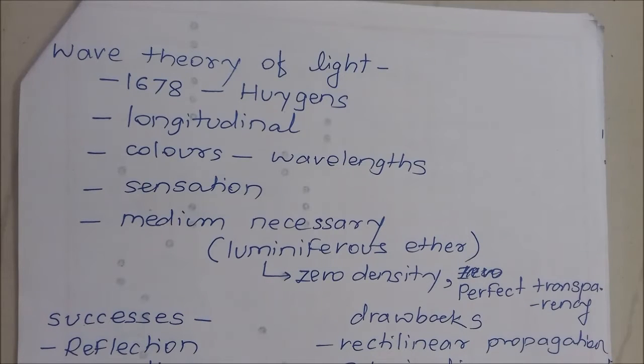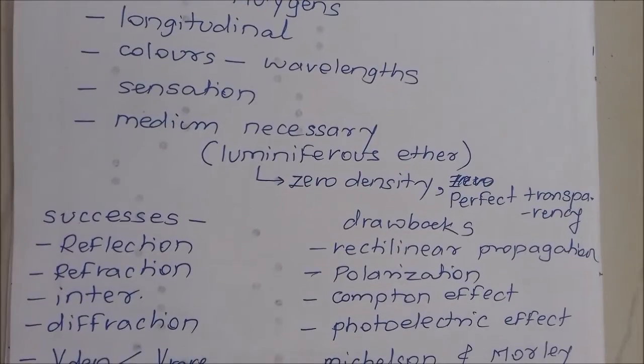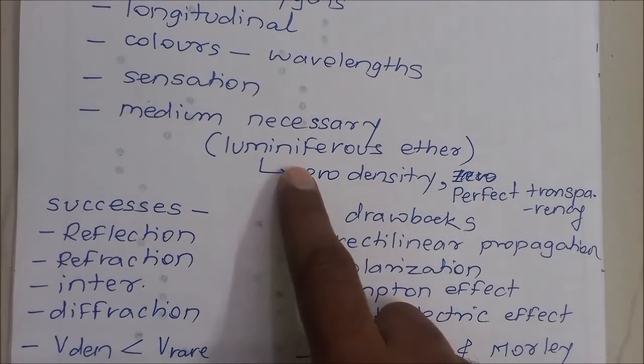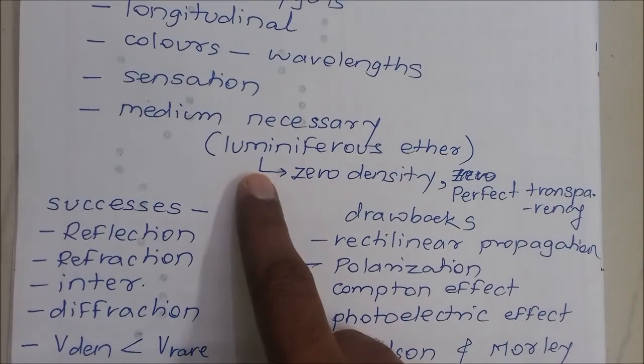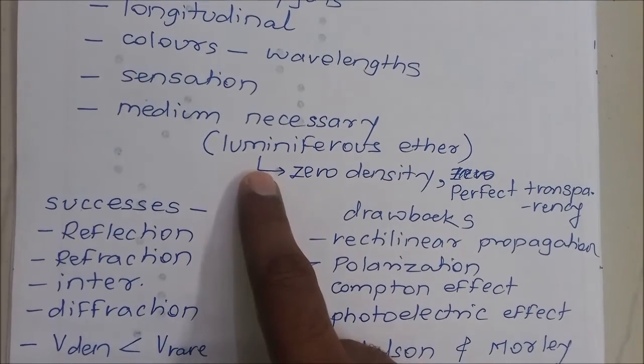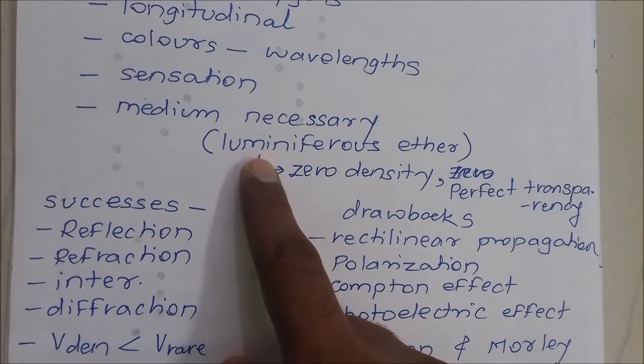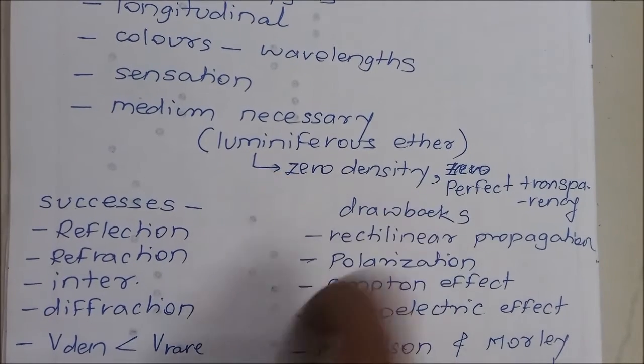He considered each light wave to be longitudinal. He said colors of different lights are due to different wavelengths, and we get the sensation when these waves enter the eye. He said a medium is necessary for propagation of light. He said luminiferous ether exists everywhere and light travels through it. This material has zero density and perfect transparency.